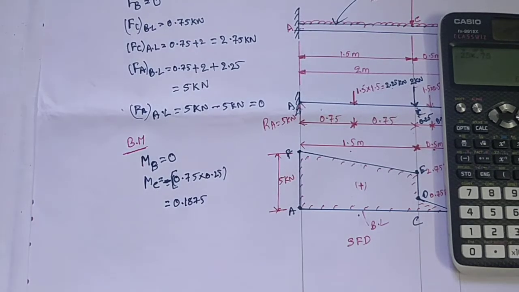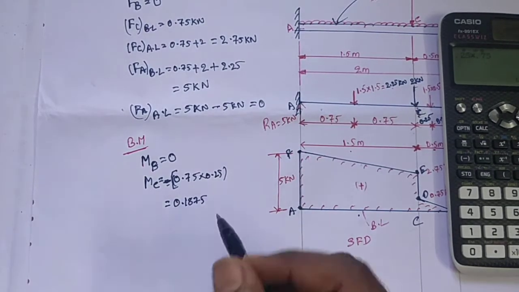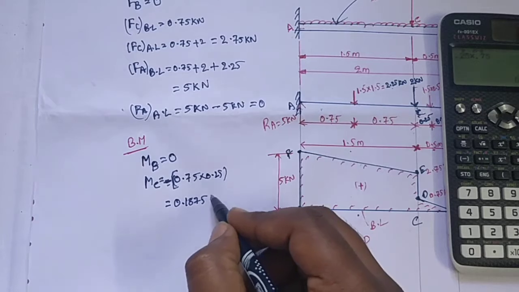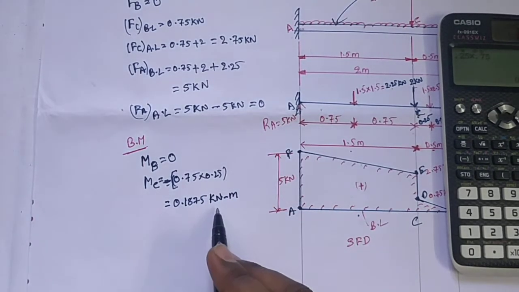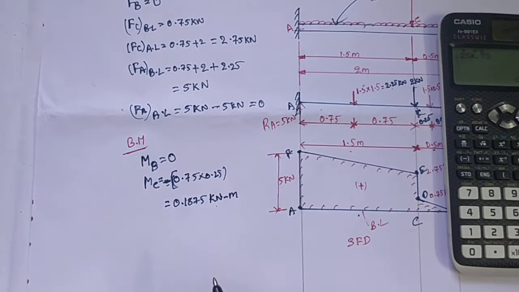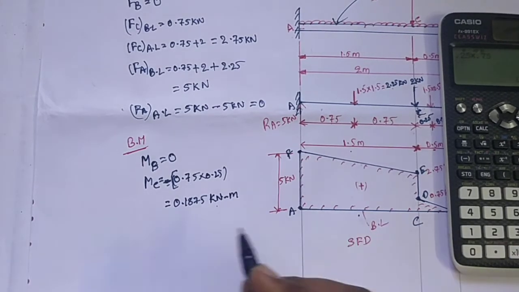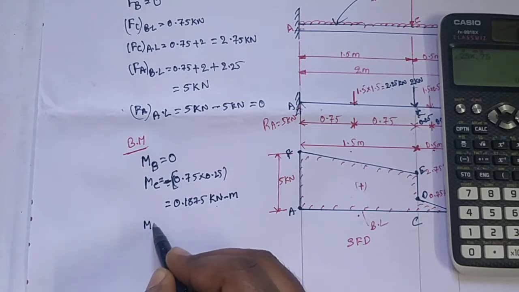What are the units? Bending moment is load into distance. Load we taken in terms of kilonewtons and distance in meters, so the units for bending moment is kilonewton meter for this problem. Okay, next similarly calculate the bending moment at point A.